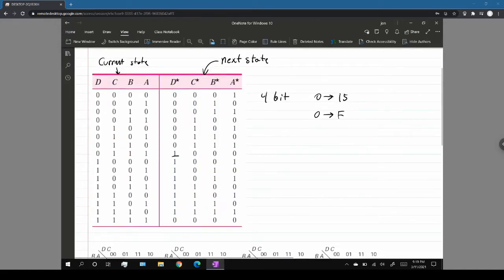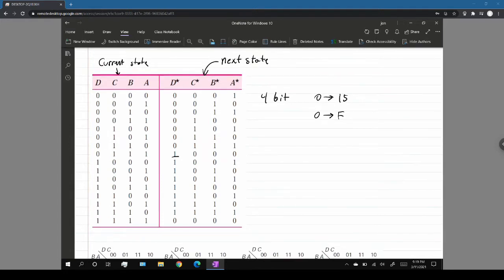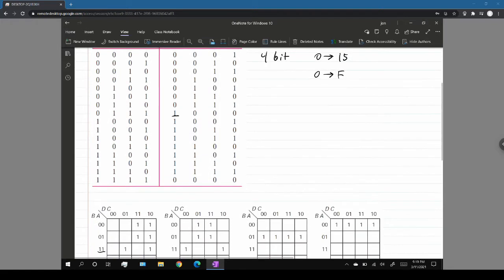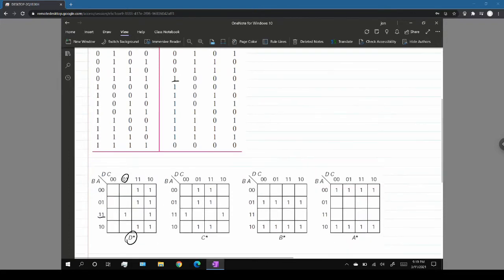C and D has to be, or DC rather, we can consider it as a pair, has to be 0, 1. So we look at this pair, and then we look at the one that says 0, 1. There it is, and that's the one. So let me get rid of these marks. So that's where this one comes from. And then you continue. So I guess I should circle it to make sure that's where that one comes from.